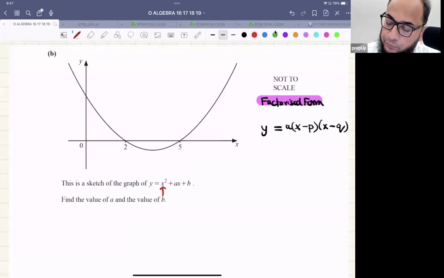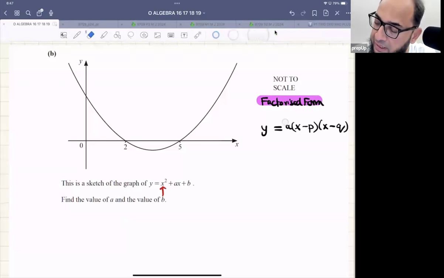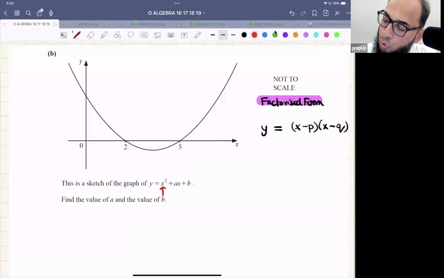This a has nothing to do with this. So let me just write something else so that it doesn't mix up. So let me write 1 over here directly. The coefficient of x square, x into 1. So therefore, this value is 1.